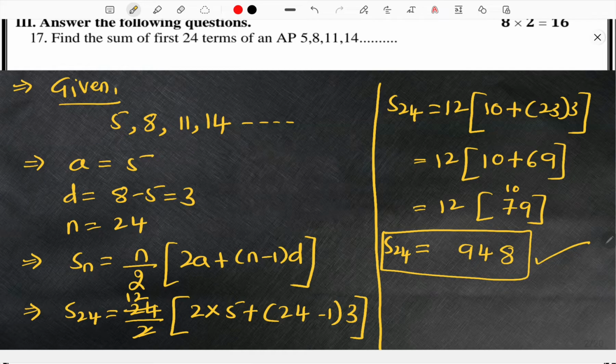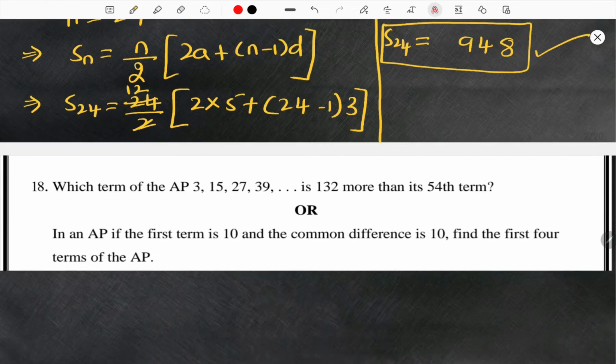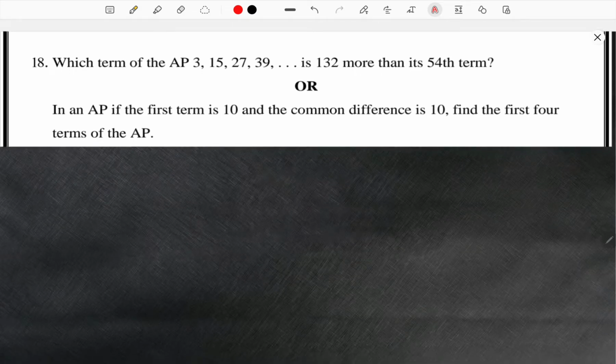This was a formula based question and you have seen in the previous 3 question papers, this question is compulsory. That means you have to be practicing this. Alright, moving forward to the 18th question, which term of the AP 3, 15, 27, 39... is 132 more than its 54th term? Alright, fine then. So let us solve this.